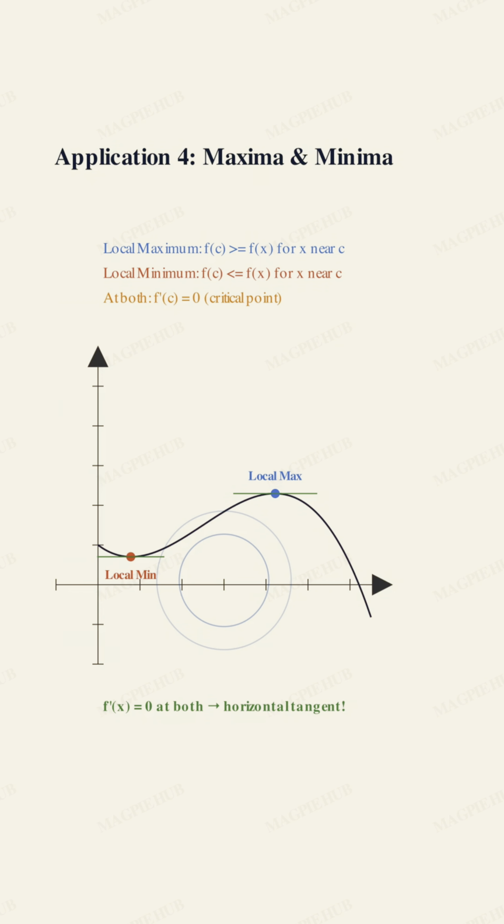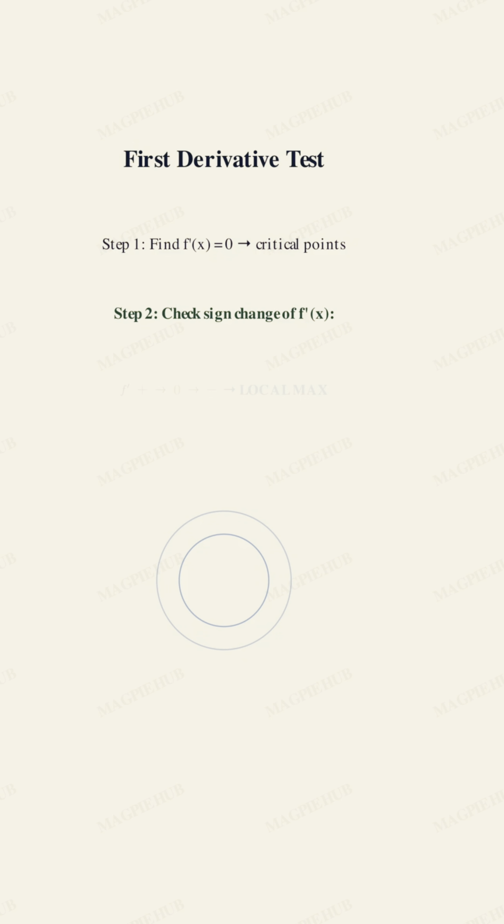But f prime equals 0 alone is not enough. We need tests to determine if it's a maximum, minimum, or neither. First derivative test. Step 1, find where f prime equals 0 to get critical points. Step 2, check the sign change of f prime around each critical point.